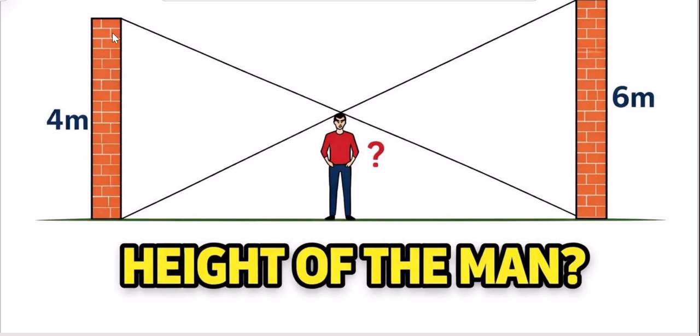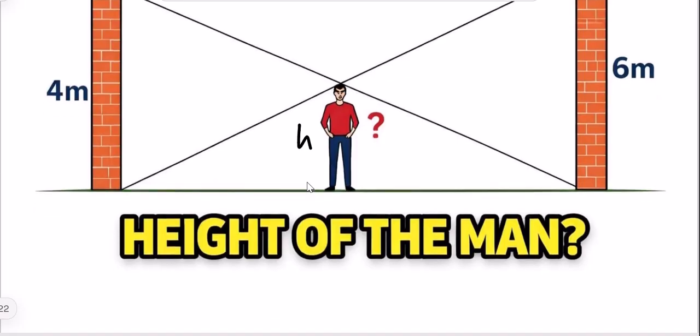Solving this problem, we have the height of this wall to be 4 meters, and the height of the second wall to be 6 meters. So the question is, what is the height of the man? Now, to make it easier, let's call the height of the man h. Now, there's a rule called the intersecting line in geometry, which is going to be simple.